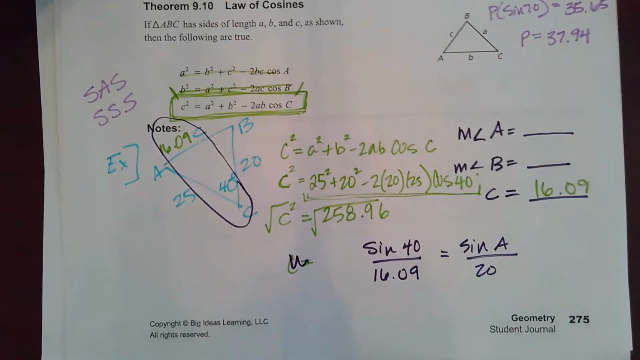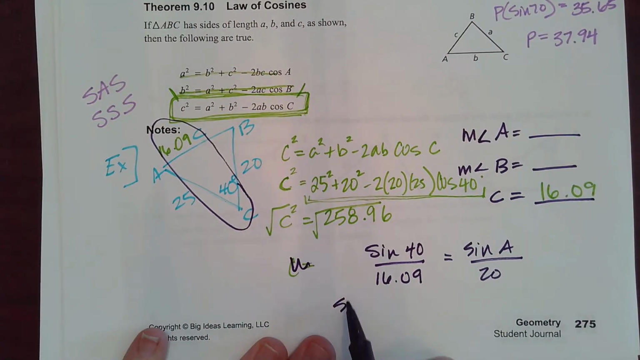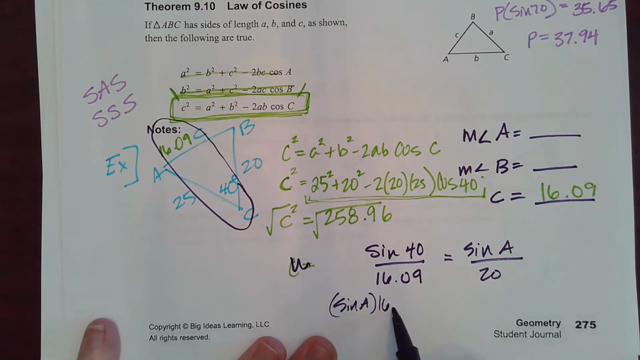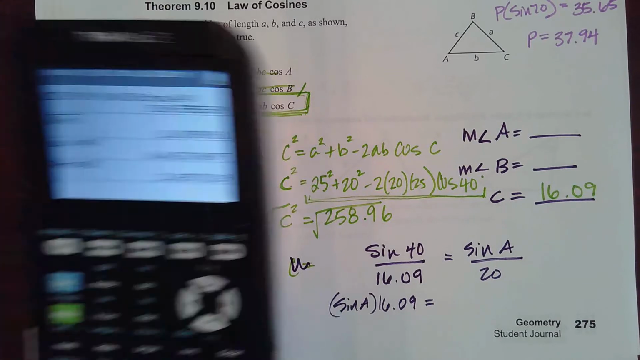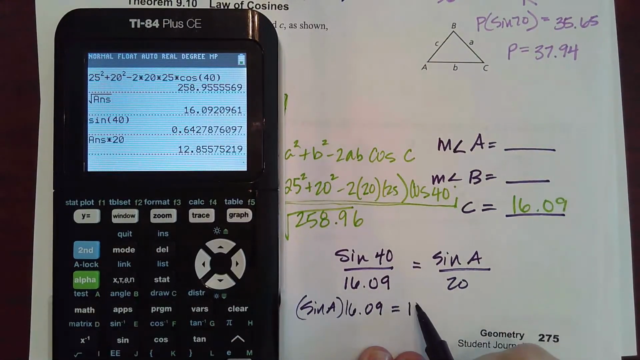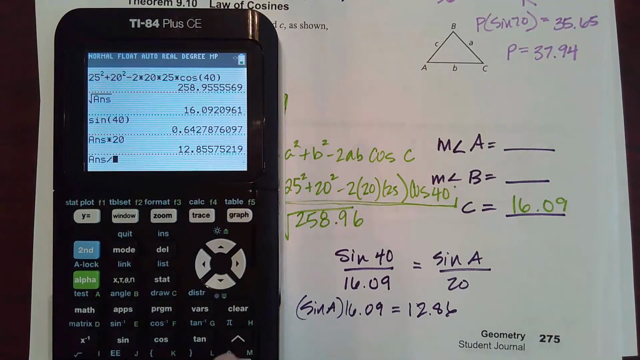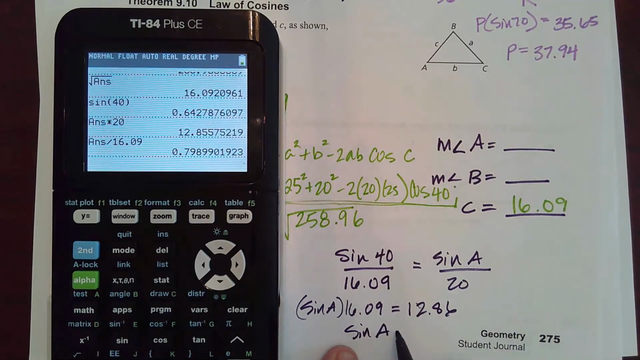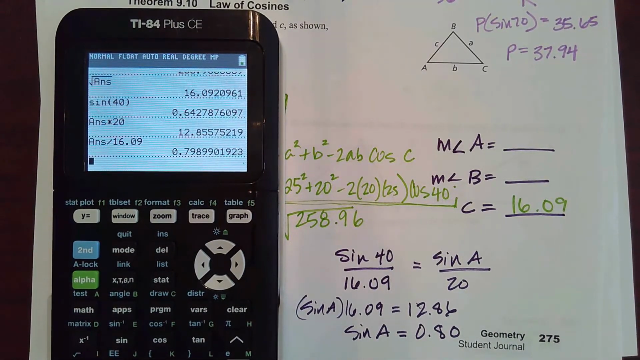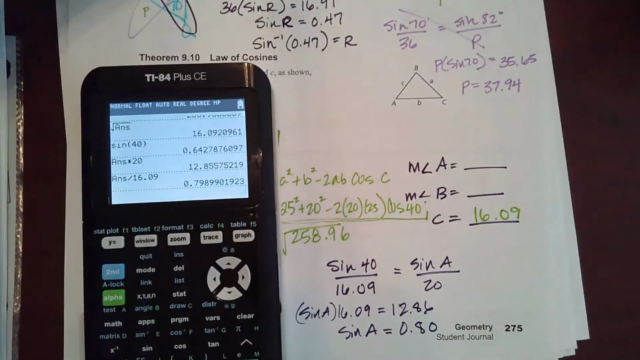Alrighty, so then let's go ahead and cross multiply. So I get sine of A times 16.09 equals, and then put this in your calculator, sine of 40 times 20. Again, don't leave the decimal in your calculator. I'm just going to round it on my paper. I get 12.86. And then I'm going to divide both sides by 16.09. So I get sine of A to equal about 0.80. Again, please don't round. If you want to get the same answers, accuracy does count.